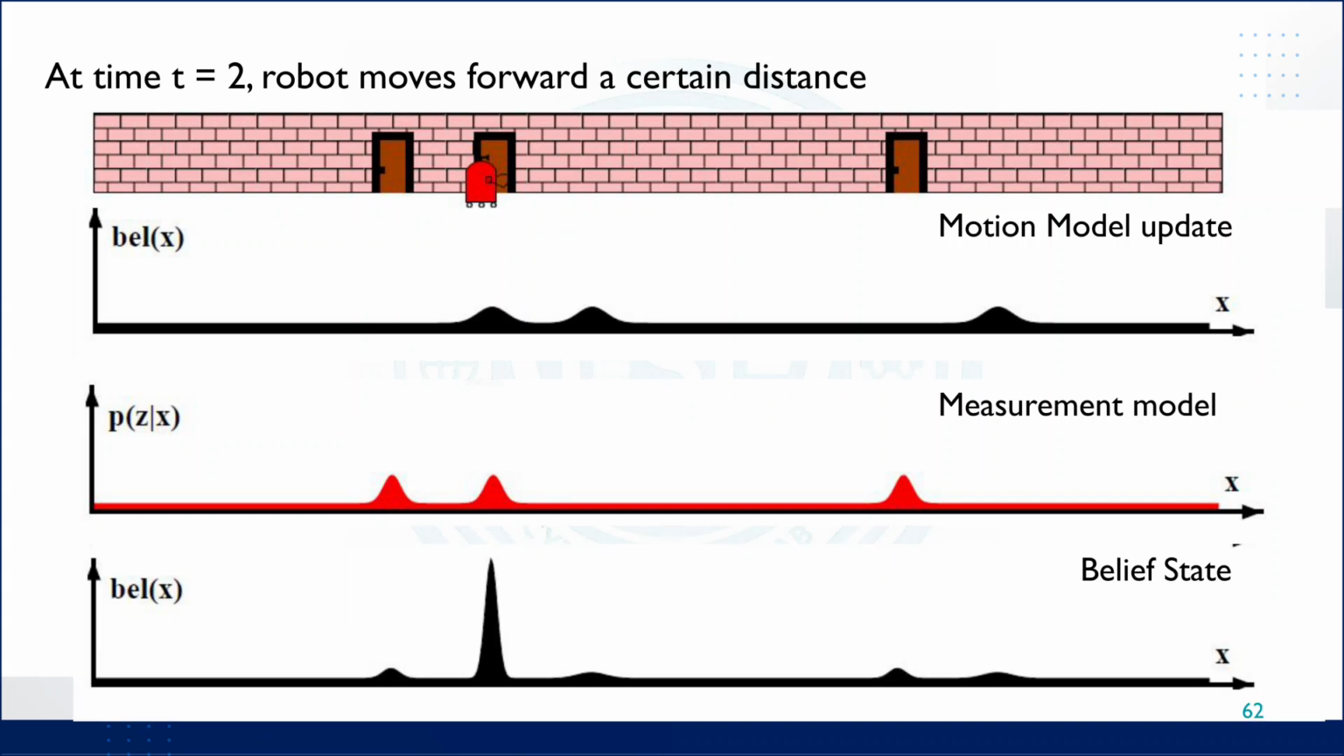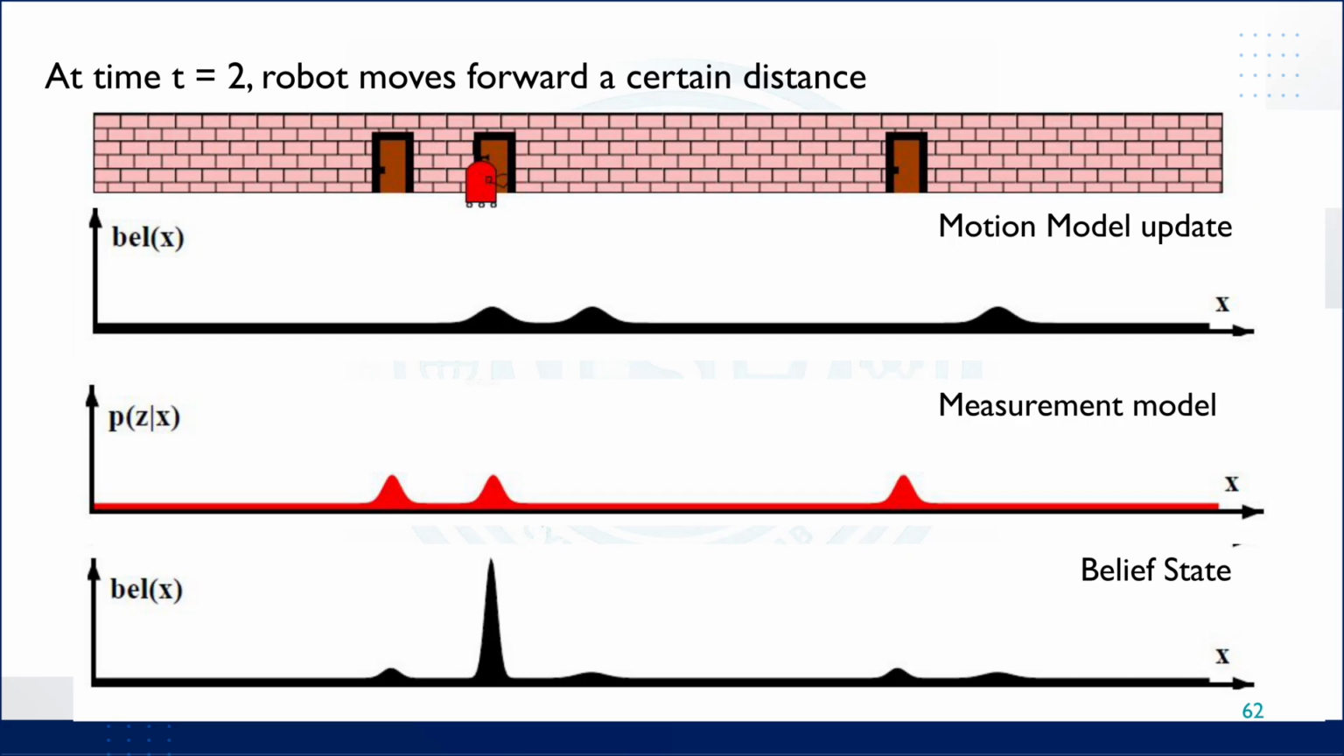Finally, when we multiply the motion updated belief with the new measurement model, we obtain the new posterior belief. Notice what happens now. Only one location, the second door, has both a high prior probability and a high measurement probability. So, the resulting belief has one dominant peak at the second door and only small bumps elsewhere. At this moment, the robot has effectively localized itself. It now knows which of the 3 identical doors it is standing next to.